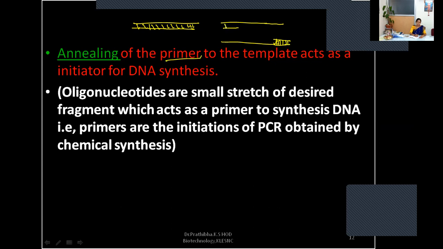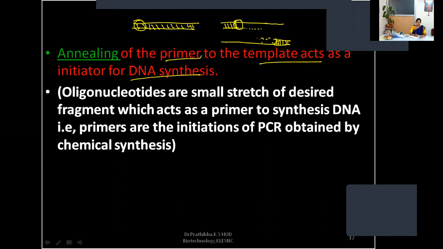Primers go and bind over here, to the free ends of the DNA fragment. Annealing of the primer to the template acts as an initiator for DNA synthesis. DNA polymerase cannot go and sit on this particular double strand DNA molecule. They need primers; in the beginning, there must be a double strand initiation. Then the Taq DNA polymerase goes and binds here, then keeps on adding the individual nucleotides according to the template DNA. Here also the same thing will be happening.